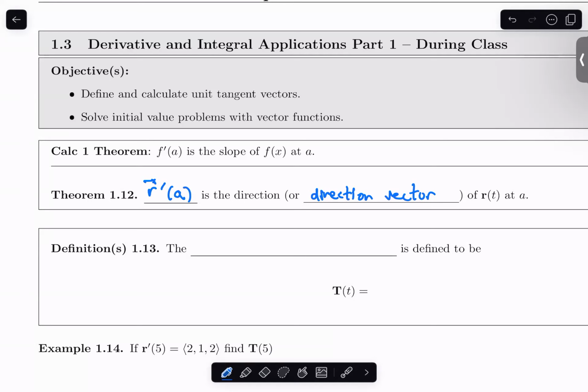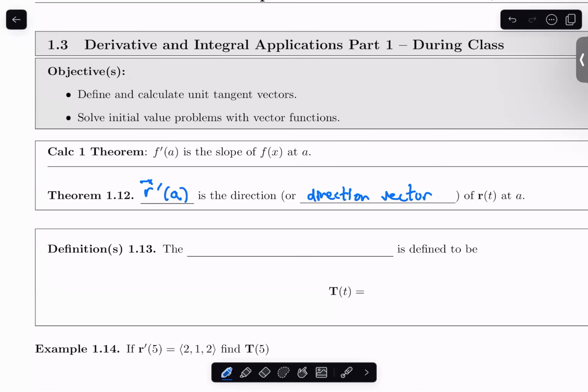Another thing you can do with this, and we'll practice it a little bit here, but it gets used a lot in chapter 16, is the unit tangent vector. Let me include that up here. So the derivative is also referred to as the tangent vector. You could say it's the direction vector. You could also say the tangent vector, because again, it's going to be tangent to our curve.